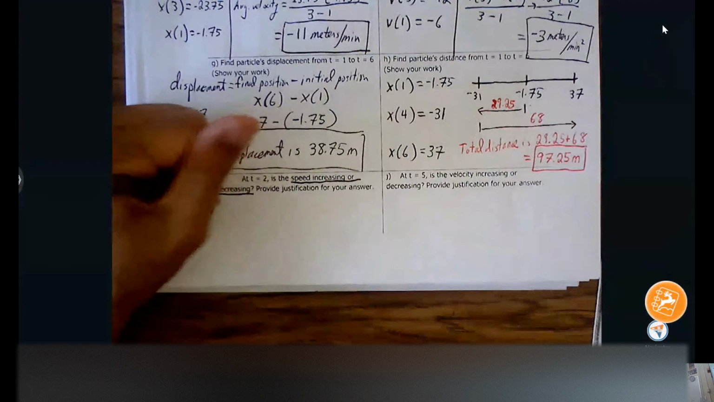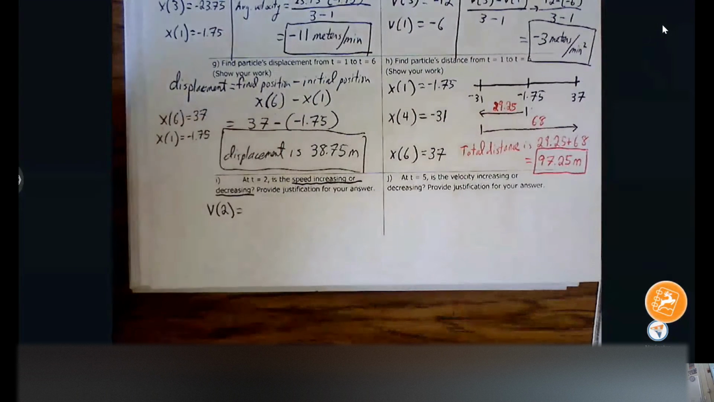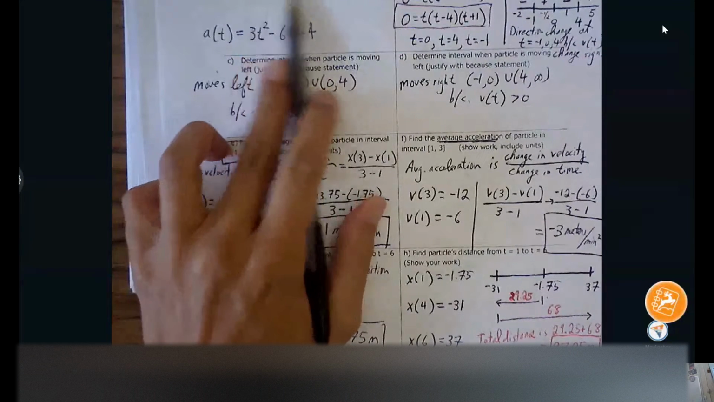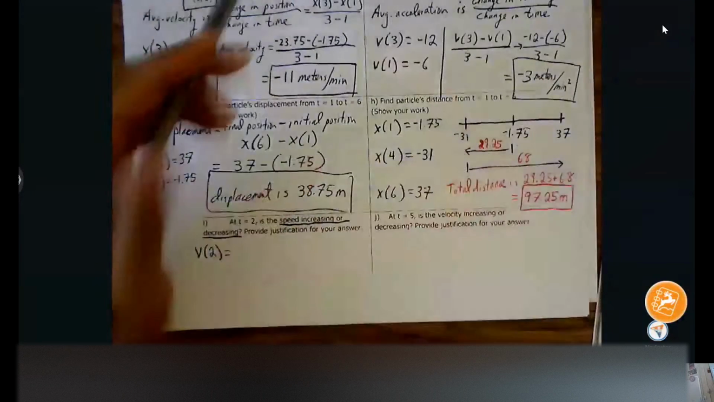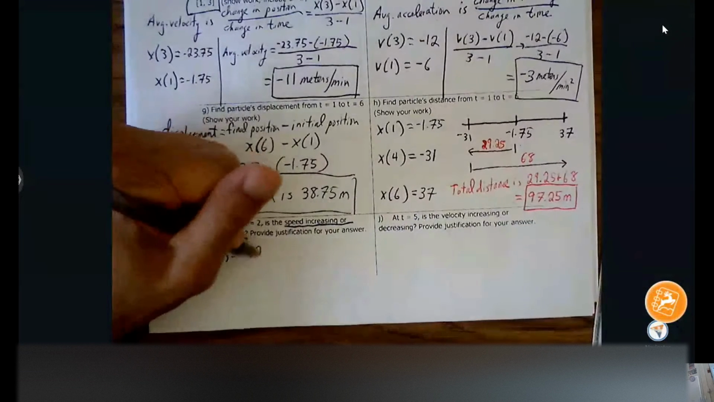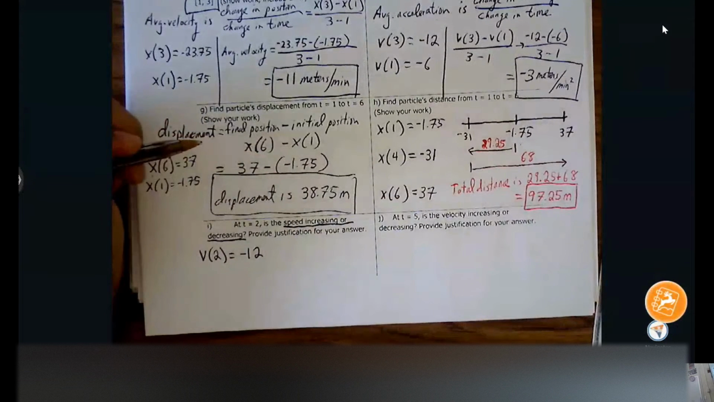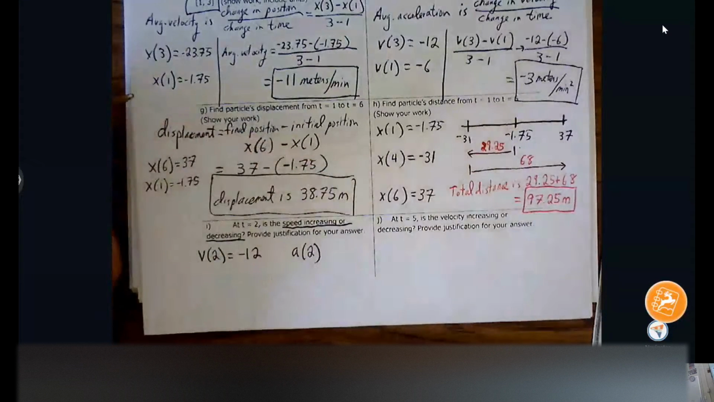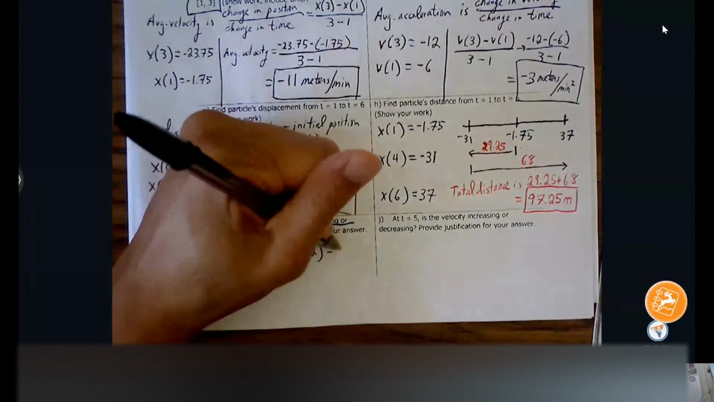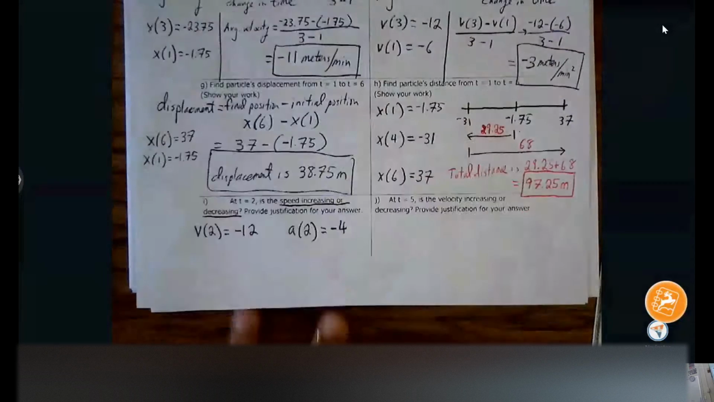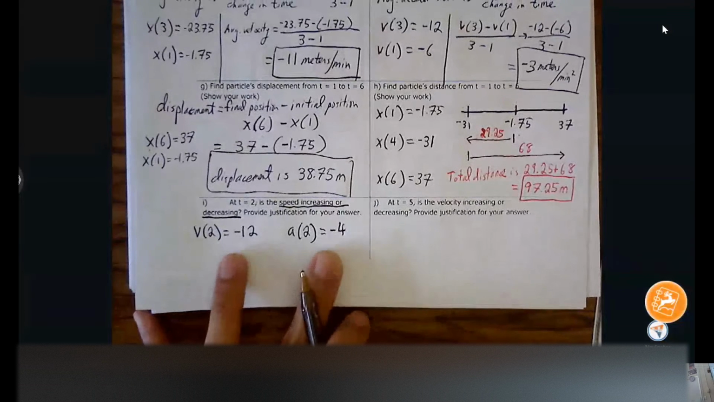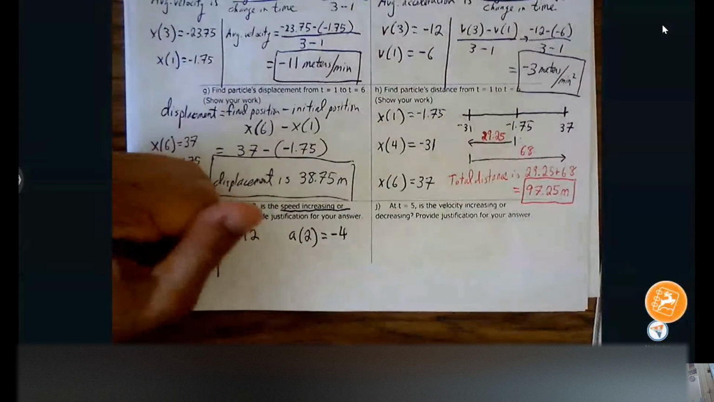So let's find the velocity at 2. So we plug 2 into the velocity function. We'll get negative 12. We plug 2 into the acceleration function. We get negative 4. So double check my work. Is that what you guys got? Okay, so they're both negative, right? Same signs. So we know speed is increasing.